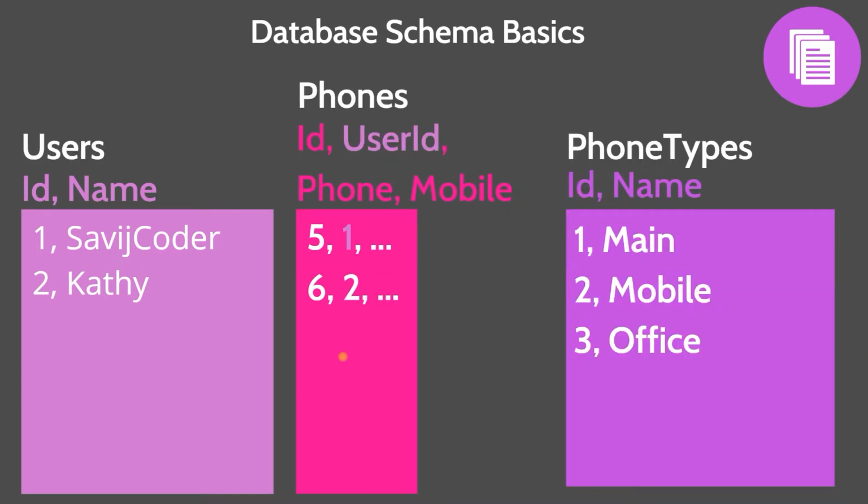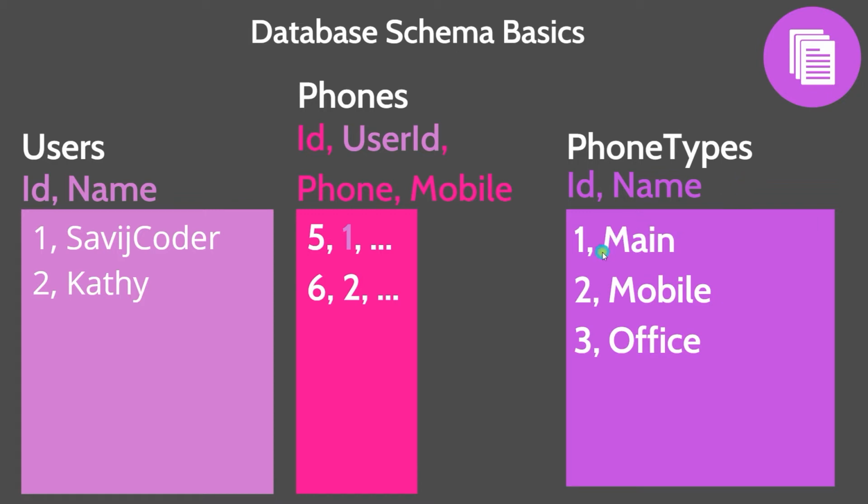What we do is we create another table. This table is called phone types. It has only 2 columns, an ID and a name. Another name for this type of table is a lookup table, because all we're really doing is looking up the name for an ID. It's kind of a mapping.